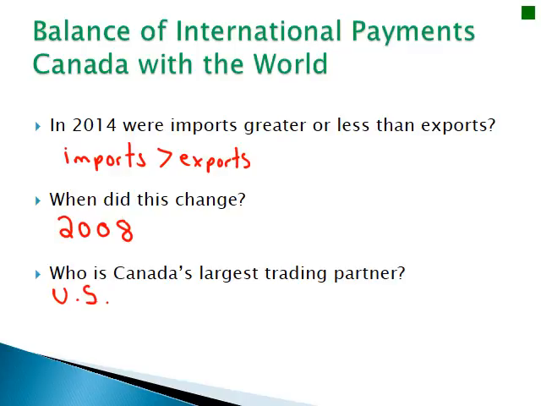And when did this change? Well, I don't have the data going far enough back from the table I've given you, but it changed in 2008. And who is Canada's largest trading partner? Well, the closest to us, and they share the same language, it's the US. So why did we, for many, many years, if not decades, export more than we imported until 2008?